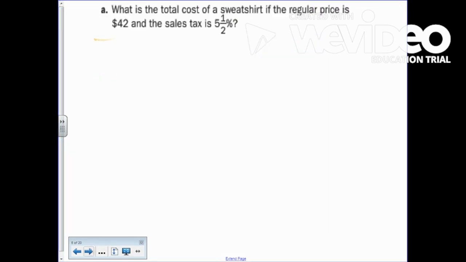So that brings you to letter A. And your percentage rate says 5.5. You need to turn that into a decimal before you start multiplying by it. So what would 5.5% be as a decimal? That's right, it's 0.055. Then you can start doing that problem.